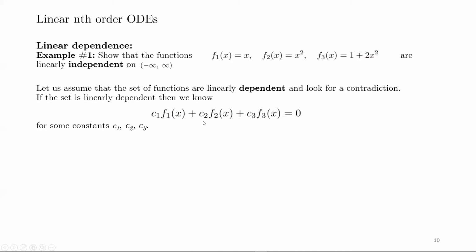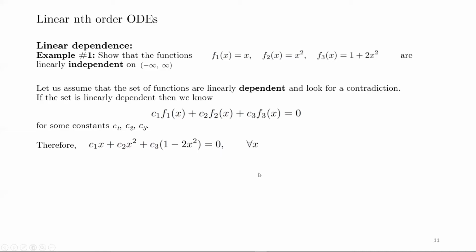Okay, we know what f1, f2, and f3 are, so let's substitute those in. f1 is x, f2 is x squared, and f3 is 1 plus 2x squared. So now we have c1 x plus c2 x squared plus c3 times (1 plus 2x squared) equals 0 for all x.